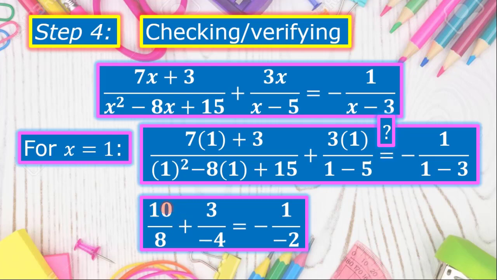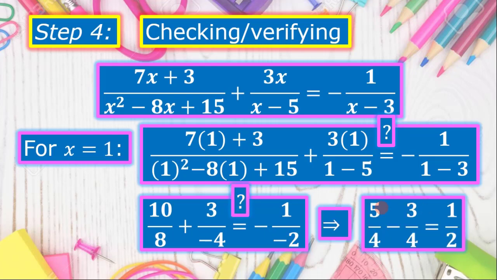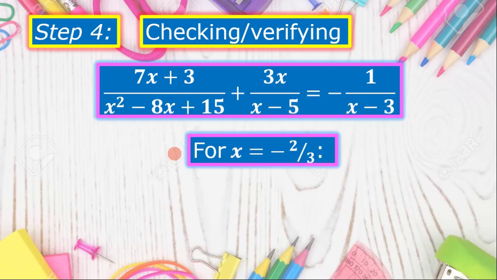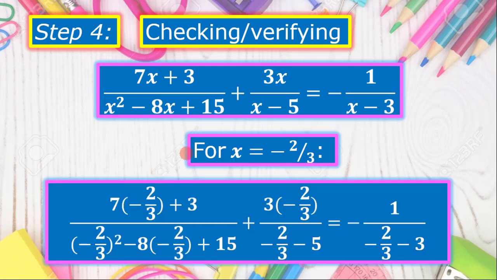The left-hand side will become 10 over 8 plus 3 all over negative 4. Then this is equal to 1 over 2. The negative will be cancelled out. Still, we have the question mark. We're not sure. Then further, we have 5/4 minus 3/4 or equals 1/2. Then we have a check. So in this case, we found out and we are very confident that x equals 1 is the solution for this rational equation.